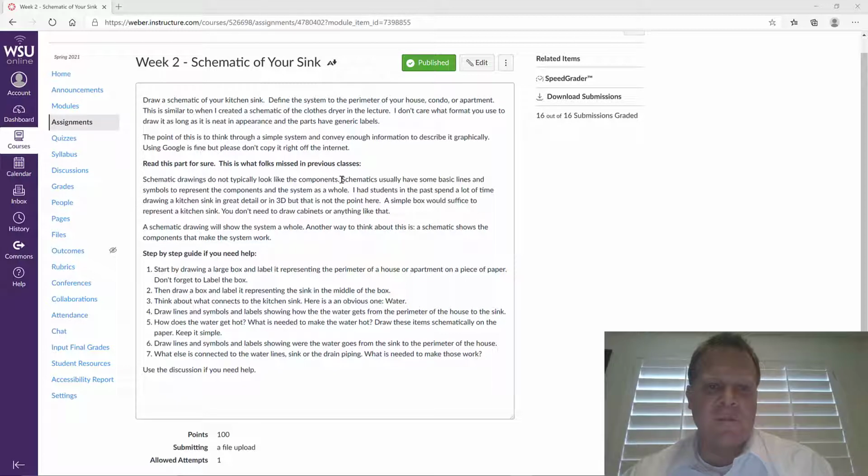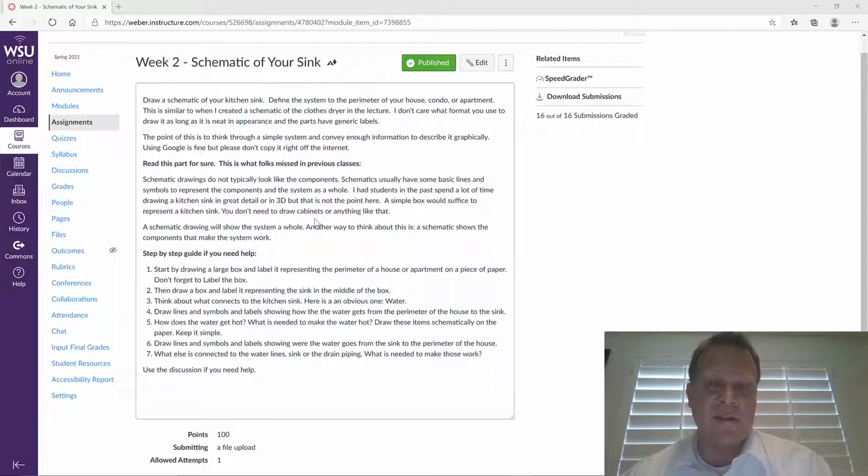No one spent a lot of time drawing a three-dimensional kitchen sink like I had in the previous class, which was impressive, but not a schematic, right? So a lot of folks got it. It's just super simple lines. But we need to make sure that the schematic shows how the system works together, right?